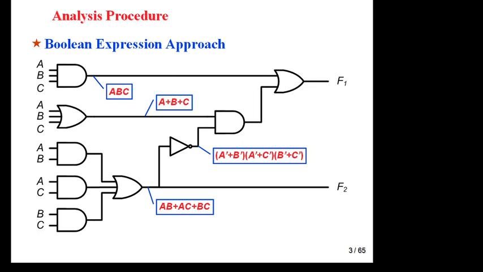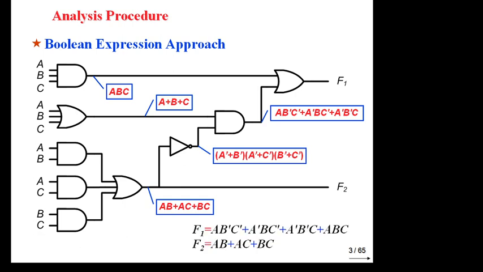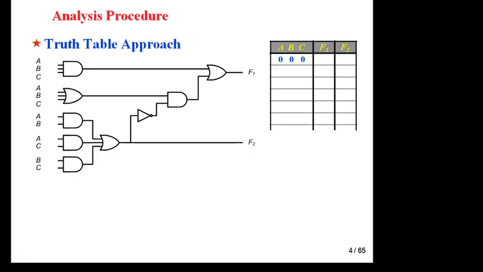Just apply De Morgan's theorem. Now this is the expression. Now the final F1 is ABC plus this one, and F2 is AB plus AC plus BC. Now with the help of this circuit, you have to draw the truth table.